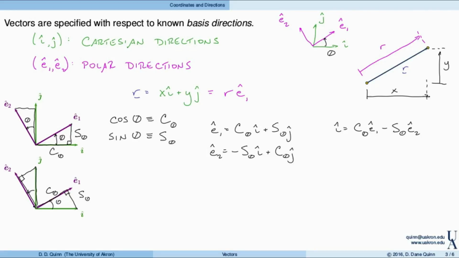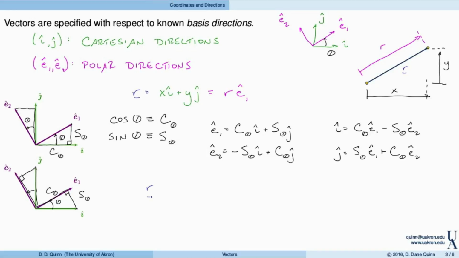So in the E1 direction, we would have j is equal to sine of theta E1 plus cosine of theta E2. So given these directions and the angle between them, I can relate E1 and E2 to i and j, or I can relate i and j to E1 and E2, and I can go back and forth between the two. So now, in terms of this, we can actually use this, for example, to relate x and y and r, and in fact the angle theta as well.